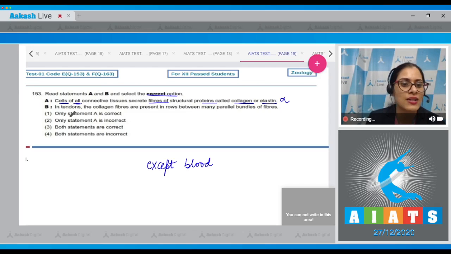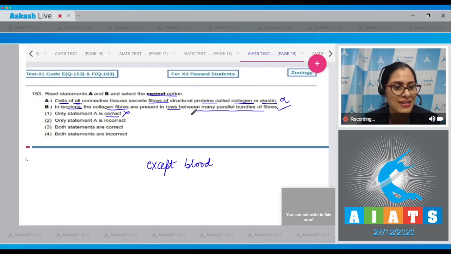The next statement given is, in tendons, the collagen fibers are present in rows between many parallel bundles of fibers. This is a direct line from your NCERT book, and this is a correct statement. So the very first option says only statement A is correct. This is incorrect because statement A is incorrect. Only statement A is incorrect is the correct answer to our question.